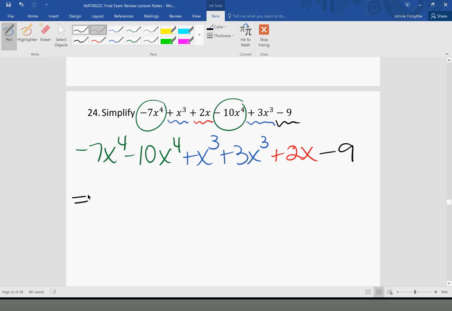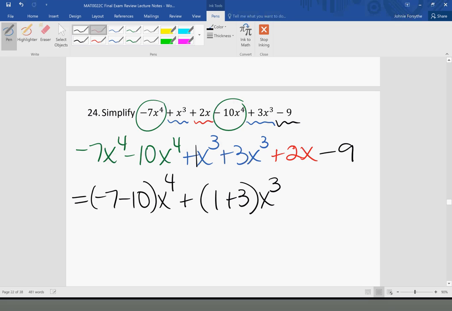So let's combine our like terms here. So negative 7x to the 4th minus 10x to the 4th. So we are adding and subtracting, so we must have the same variable and same exponent. And you keep that same variable and exponent. You just combine the coefficients. That's going to be negative 7 minus 10 x to the 4th. This is going to be plus 1 plus 3 x to the 3rd. Just combining those coefficients. And then the 2x minus 9 doesn't have anything else to combine with.